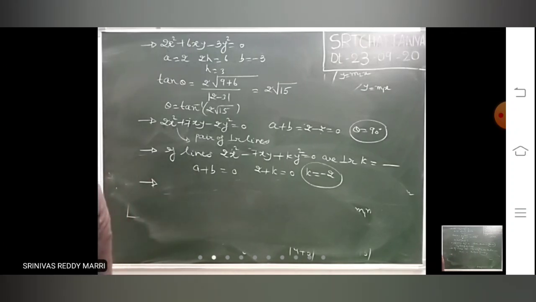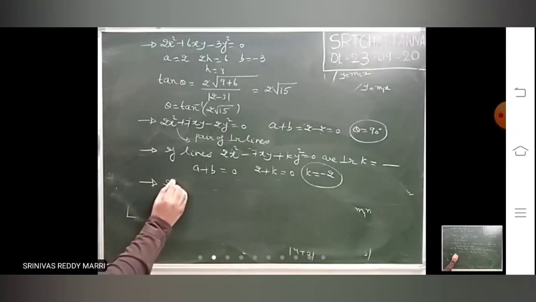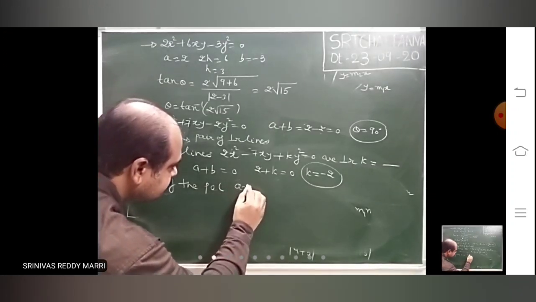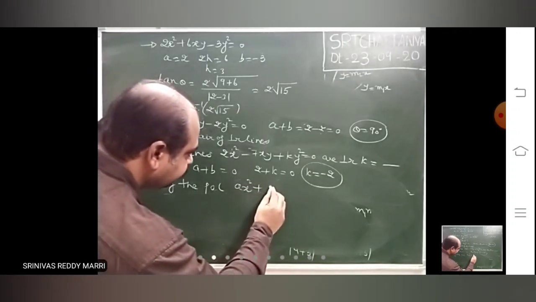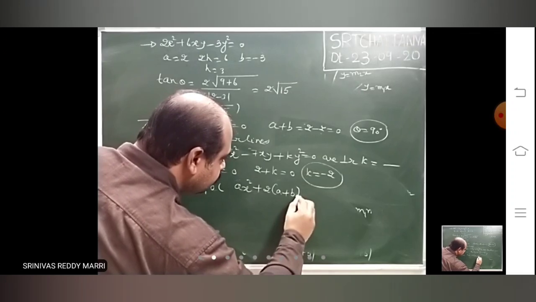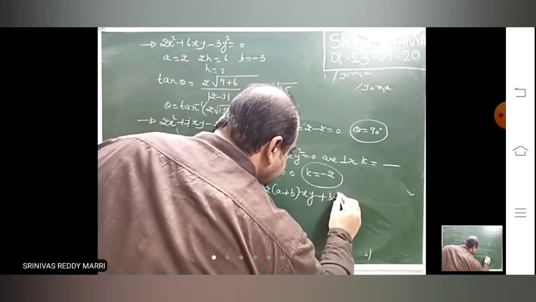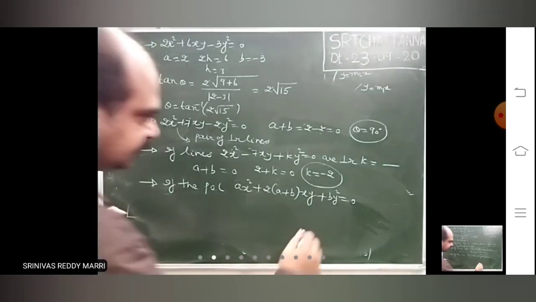Look at one problem. Take one problem. If the pair of lines ax square plus 2 into (a plus b) into xy plus, one pair of lines is given by square equal to 0.